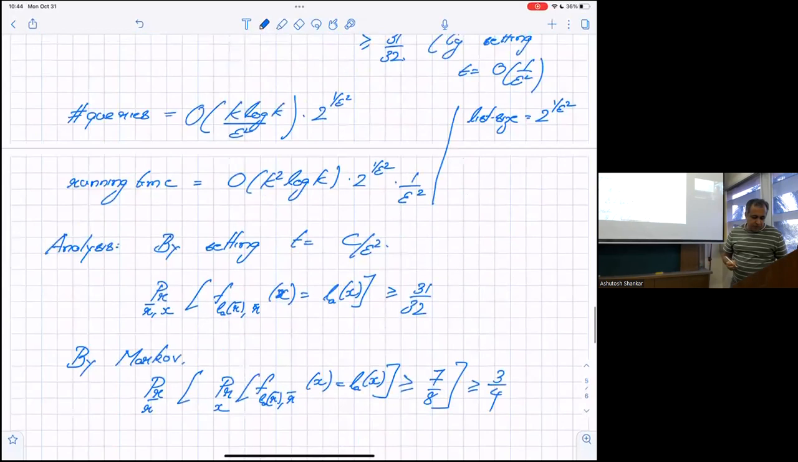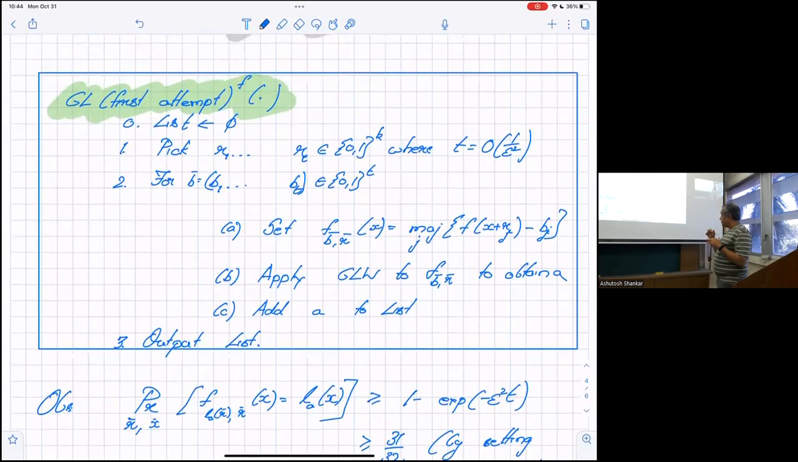Now let's go to the analysis. What I want to claim is this algorithm outputs a list at the end of it, and there is a particular A which agrees with this function f on ½ ε fraction of the time. I want to ask what is the probability that this A is there in the final list that is being output. Now let's focus the attention on this particular A.